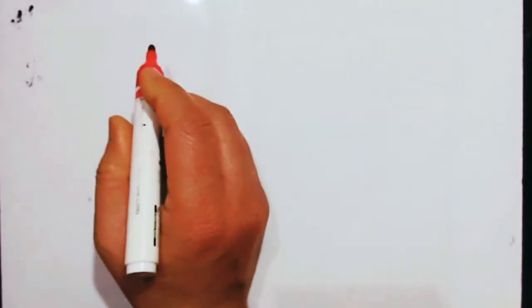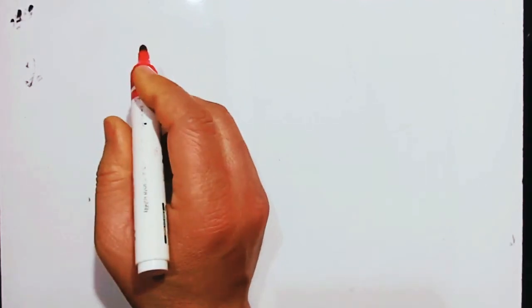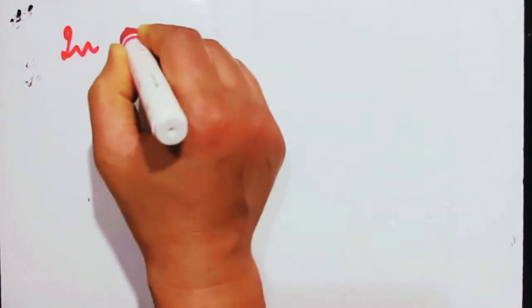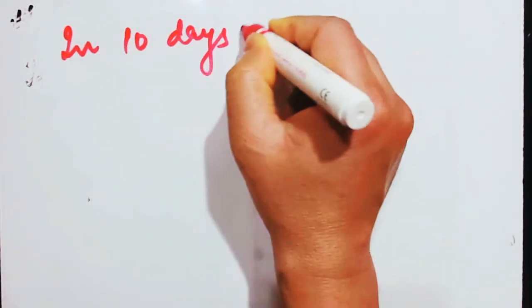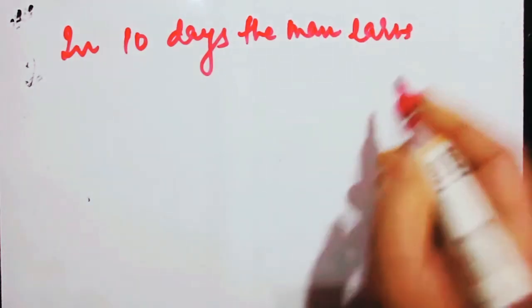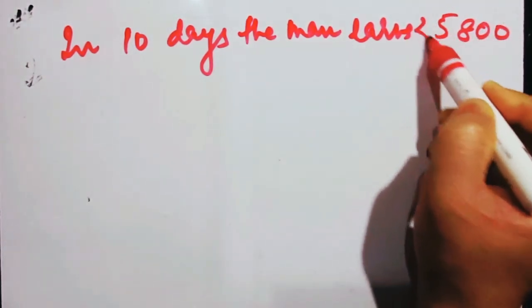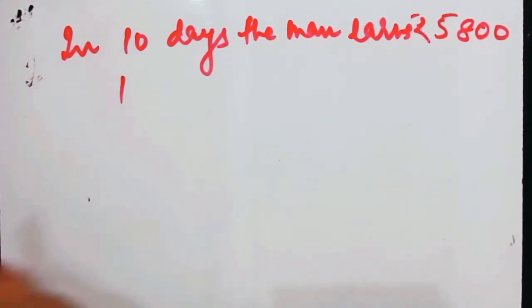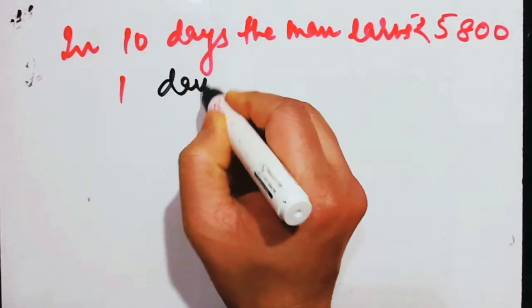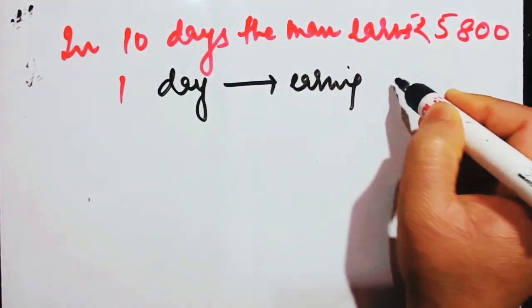So a man earns how much? Rupees 5800 in 10 days. How much will he earn in the month of February, being a leap year? So in 10 days, the man earns rupees 5800. So in one day, will he earn more or less? In one day, the earning will be less.